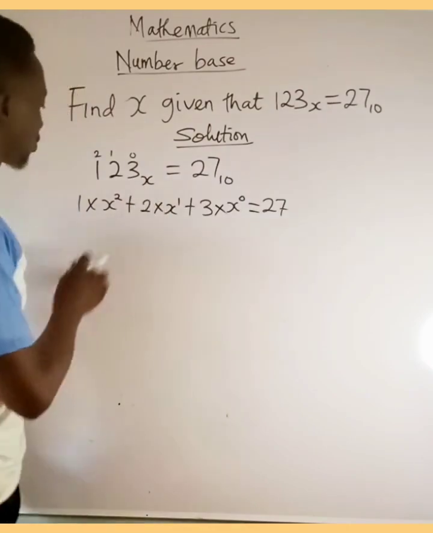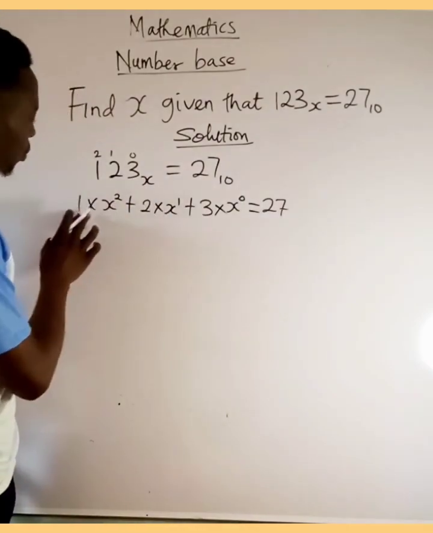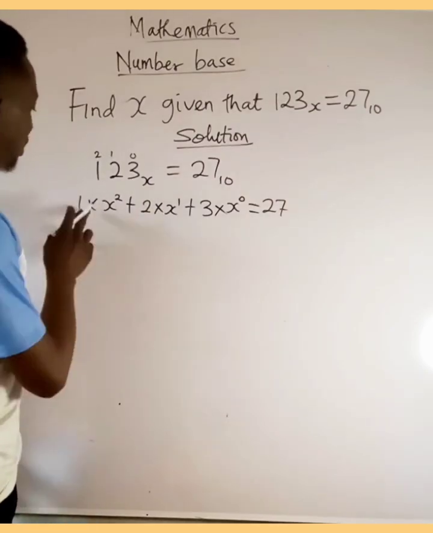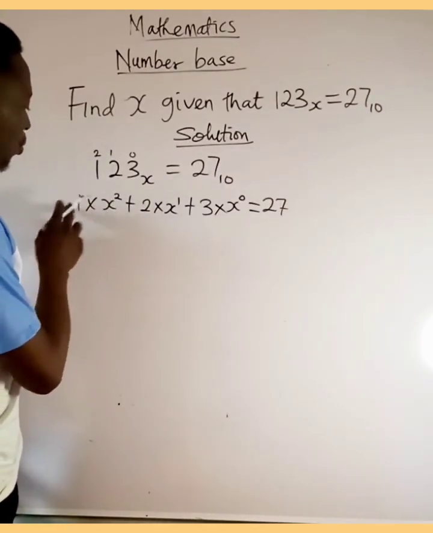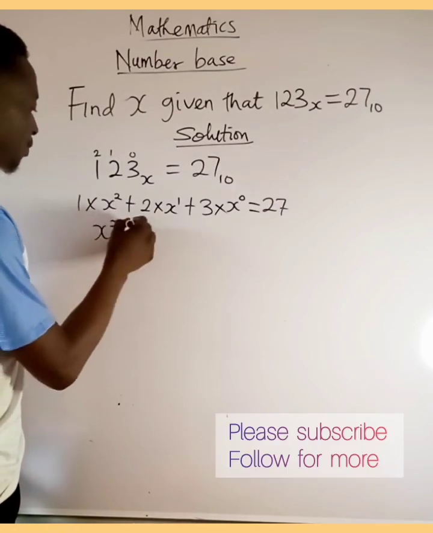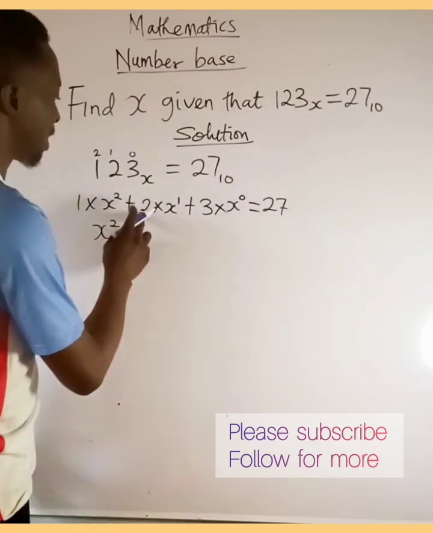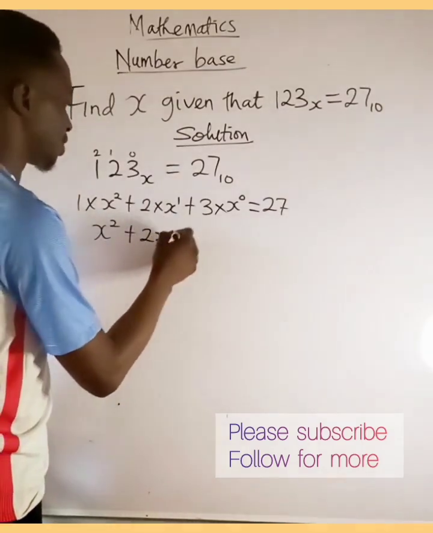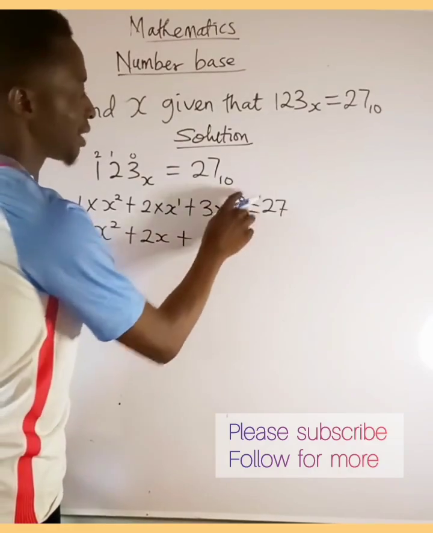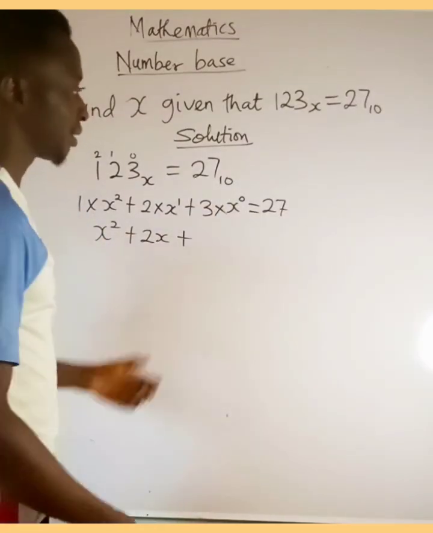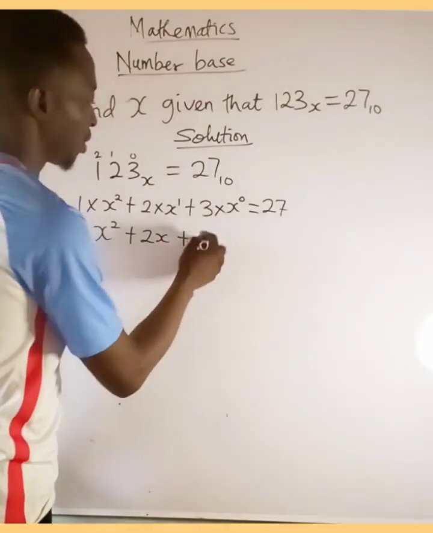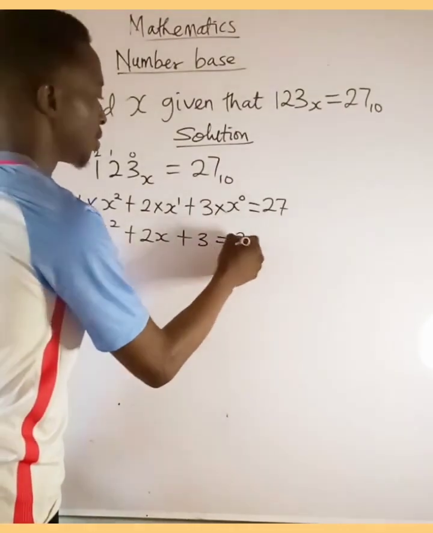So let's go ahead and solve it. x raised to power 2 is the same thing as x squared. So x raised to power 2 times 1 gives us x squared, plus x raised to power 1 is x, times 2 gives us 2x. Then x raised to power 0 gives us 1, so 3 times 1 gives us 3, equal to 27.